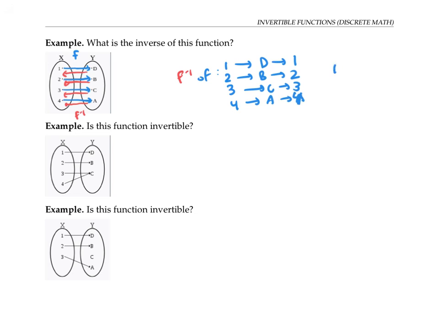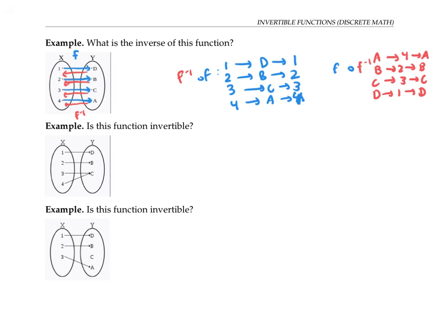And if I do them in the other order, then I'll start with the letters. For example, A goes to 4 and then back to A. And in both cases, the composition just gives me the identity that takes every number to itself or every letter to itself. What about this next example?